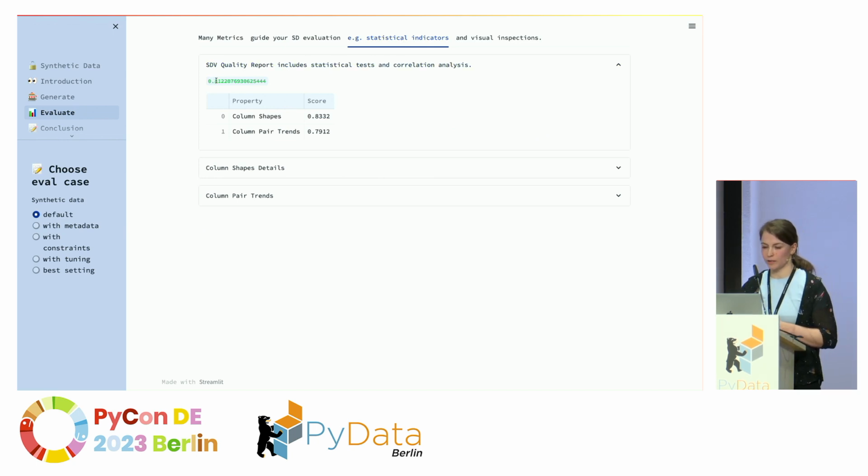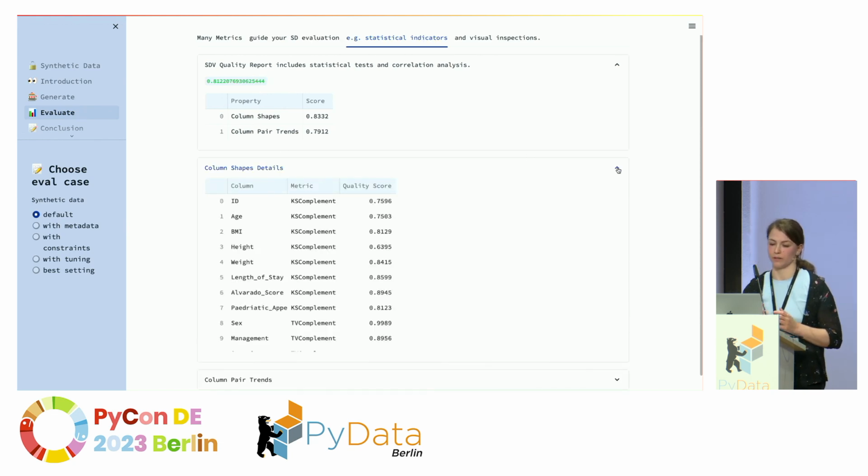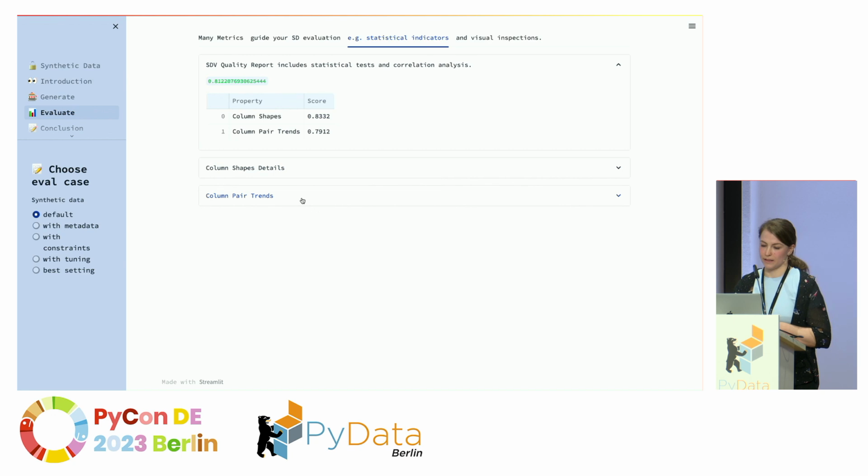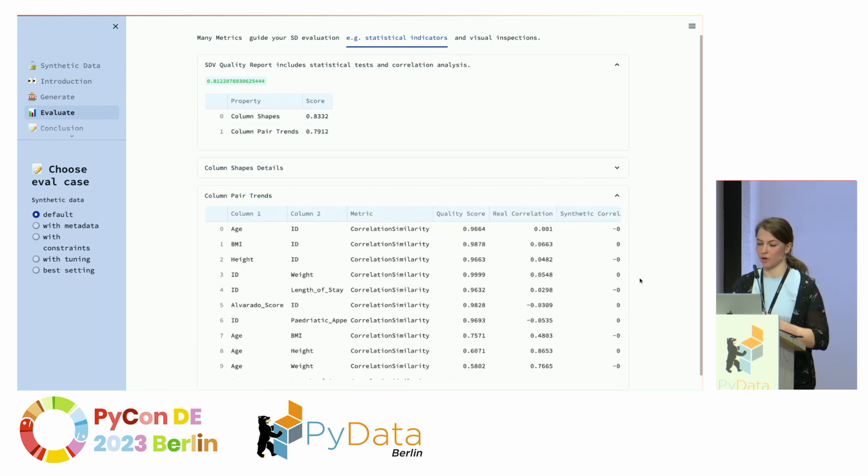If you look at the overall quality score, we can see it's 0.8. 1 is the best, 0 is the worst. So it might be performing quite decent. This overall quality score is made up of these two metrics. These are column shapes, which are just comparing the univariate distribution among the real column and the synthetic column, and then averaging over all these scores. And it's also taking the column pair trends and averaging over all of these.